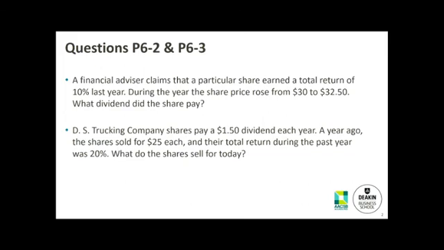So assume share price today is P0. P0 times 1 plus 20% is equal to what? Is equal to $25 plus $1.5. Am I right? And then you can work out P0. Think about how to do it, and tell me whether you are able to do it.